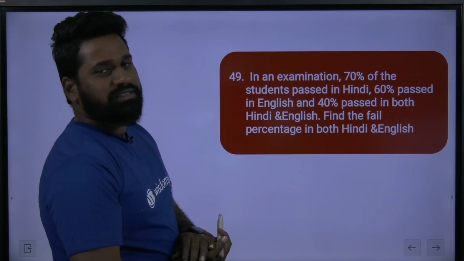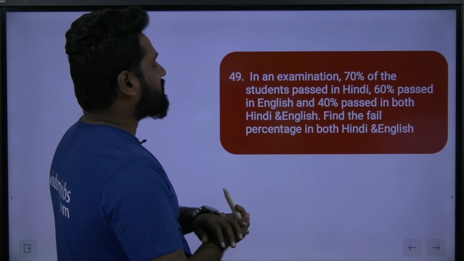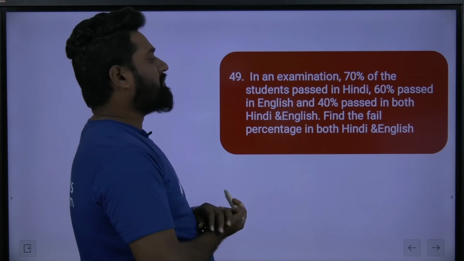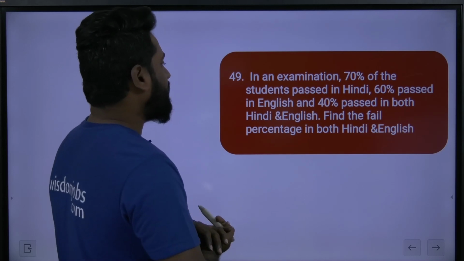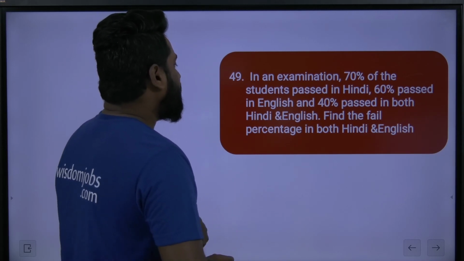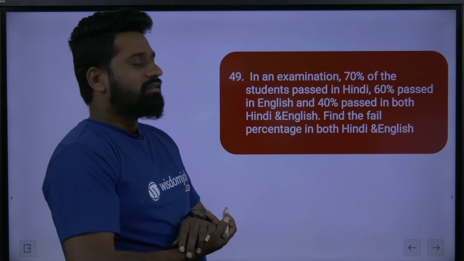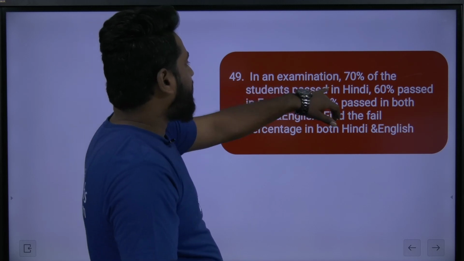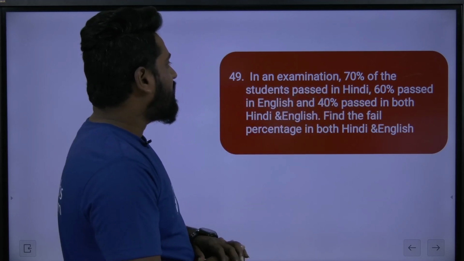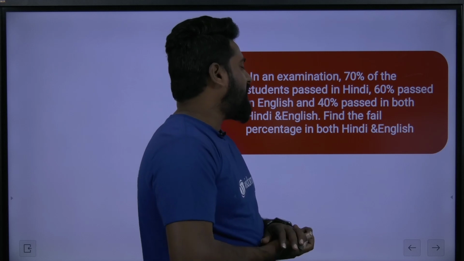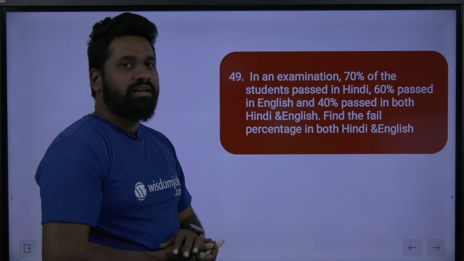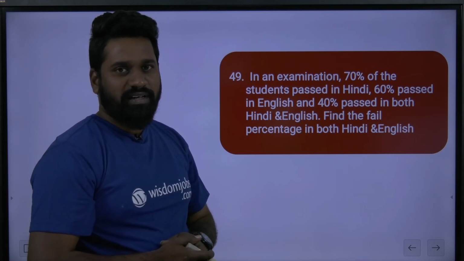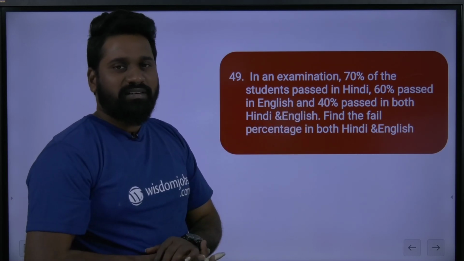In an examination, 70% of the students passed in Hindi, 60% passed in English, and 40% passed in both Hindi and English. Find the fail percentage in both Hindi and English. Is it clear? First, 70% of the students passed in Hindi, 60% of students passed in English. So total how many languages is given here? Hindi and English is given. So we can do it by using Venn diagram very simply.